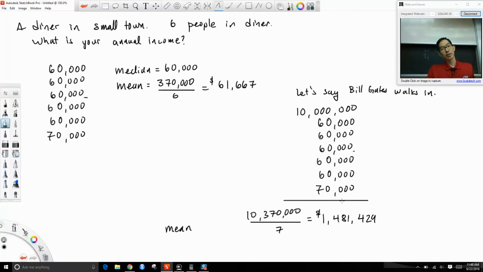So, whereas before it might have been fair to say the average income is a little over $60,000, 61,700, something around there, does it feel right to say that the average income in this diner is $1.48 million? It doesn't feel like it's quite represented. So this is a case where it's extremely skewed, and we can see that the mean is affected by extreme values.